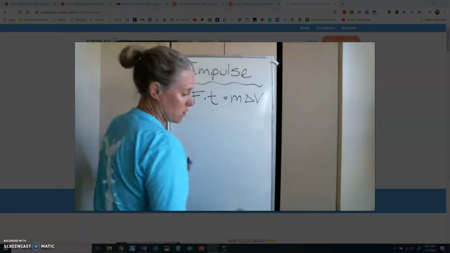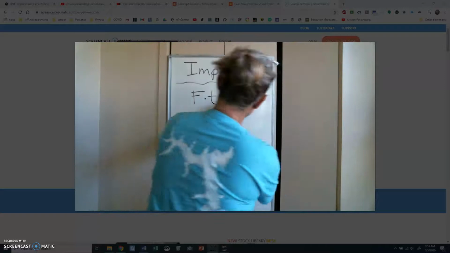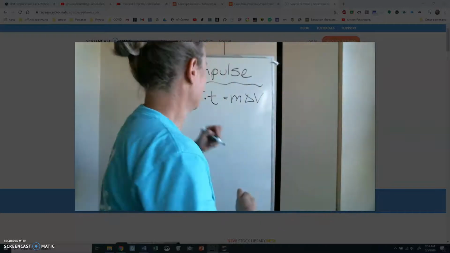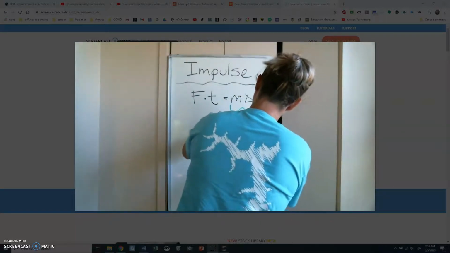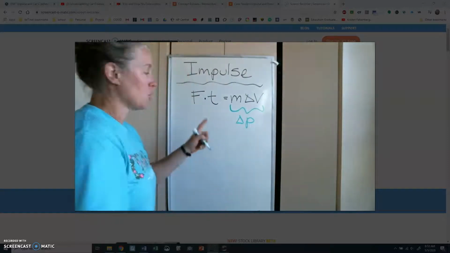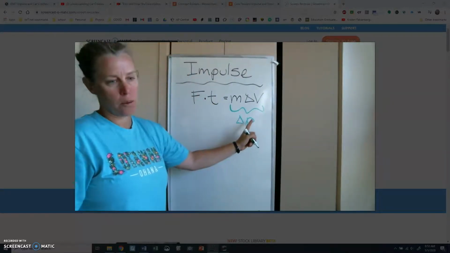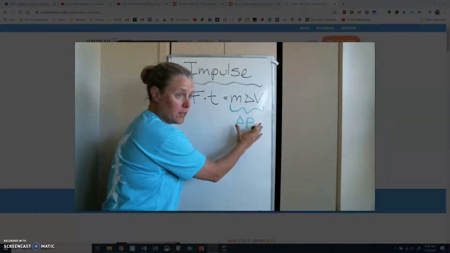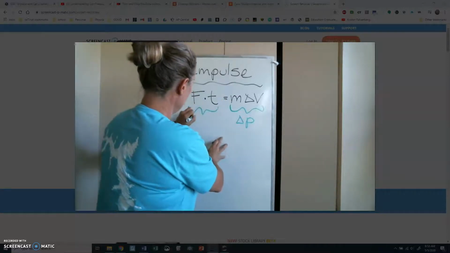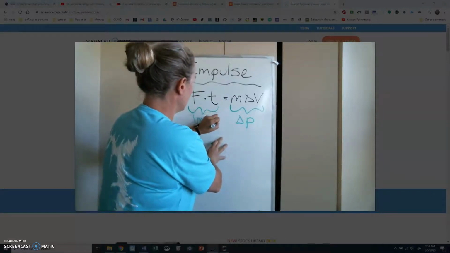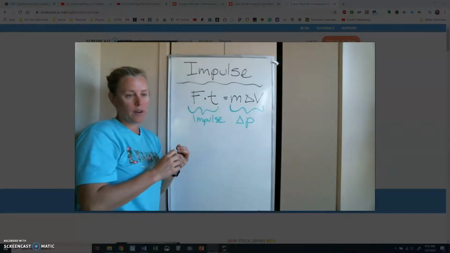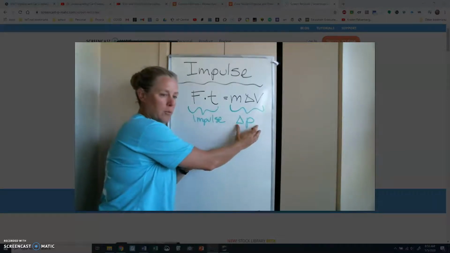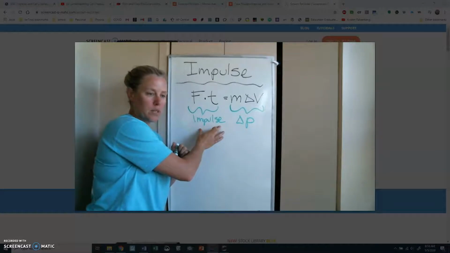So remember, this side is the change in momentum. A force applied over time changes the momentum of something. If I can quantify how much momentum has changed, I know the impulse. They don't really have a letter for force times time. There's no letter for impulse. So if I know the impulse, I can calculate the change in momentum. If I know the change in momentum, I can find the impulse.